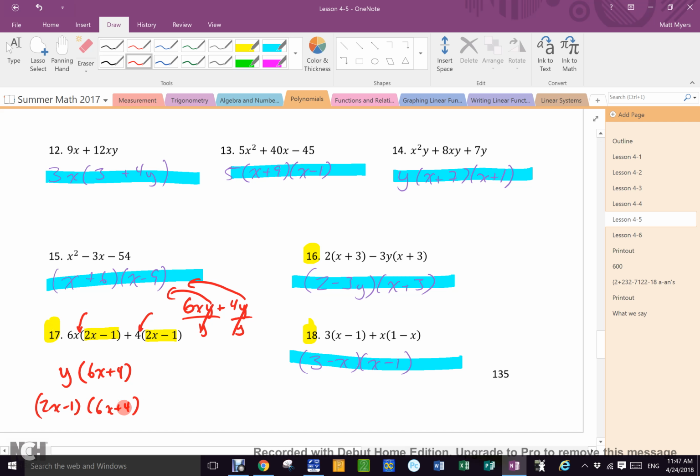If you stop there, I'd give you 3 out of 4, because that can be factored, can't it? 2 can come out of there. So the best answer to get the full marks would be 2x minus 1, 3x plus 2, and then this 2 out here. That's the best possible answer you could give me.